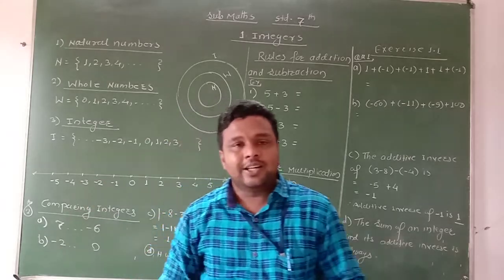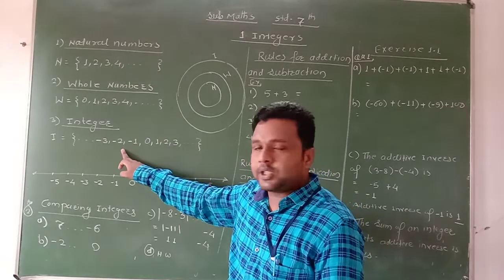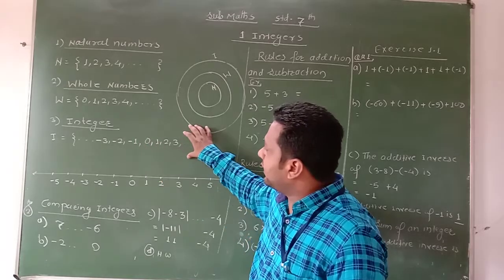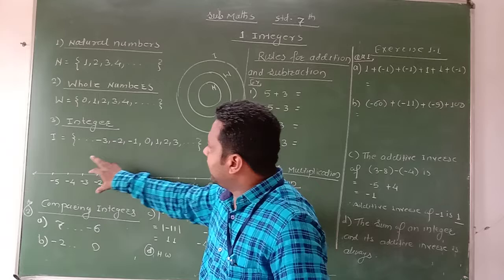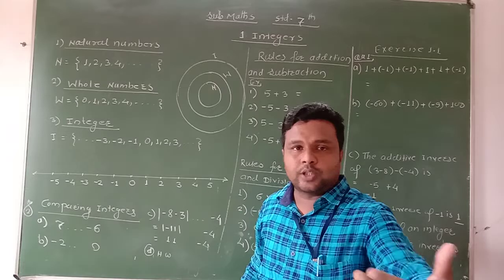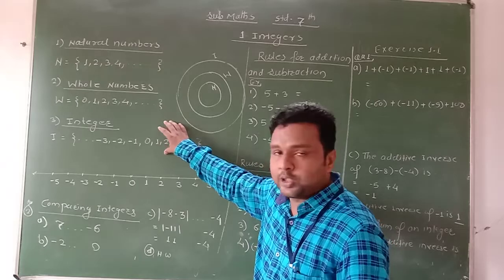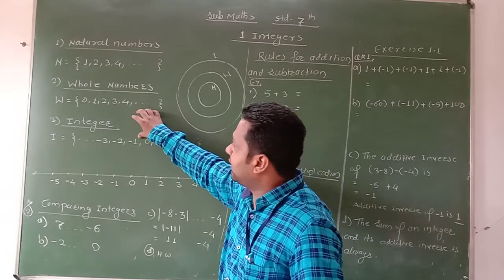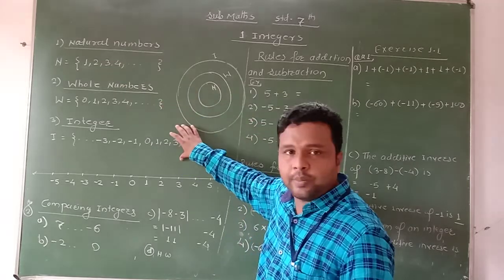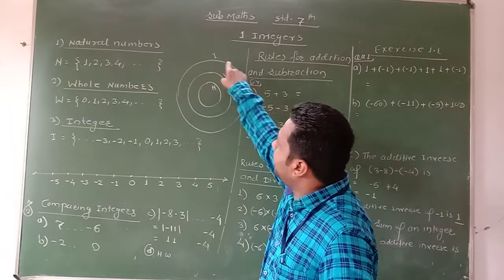Now what is integer? Integer is a set of positive numbers, natural numbers, negative numbers and 0. Therefore this set is called an integer. Here I write I = {..., -3, -2, -1, 0, 1, 2, 3, ...}. On the left hand side of the 0 negative numbers are there. On the right hand side of the 0 positive numbers are there and 0 is also there. This set is called an integer. From this example we understand natural numbers and whole numbers are part of integers.